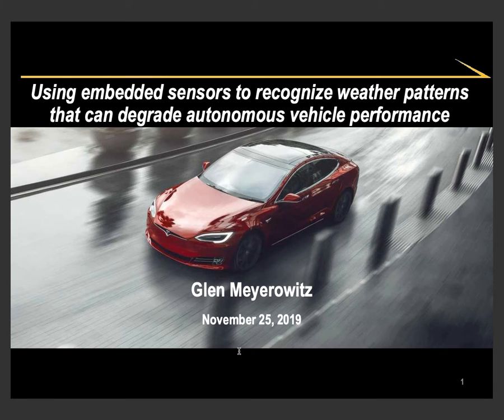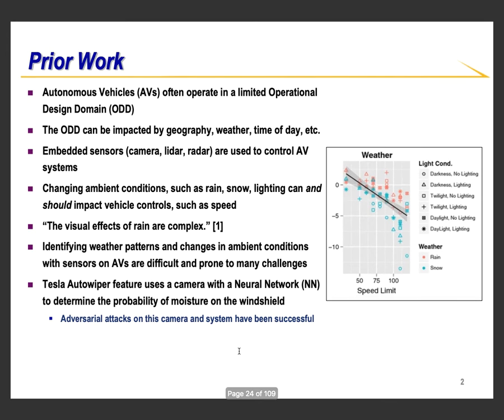Okay. Hi, I am Glenn Marowitz. I am planning to use embedded sensors to recognize weather patterns that can degrade autonomous vehicle performance. Sadly, I couldn't get a picture of the Cybertruck in the rain. With the unbreakable glass, right? The rain would have broken the glass, so that wouldn't be safe for other reasons.